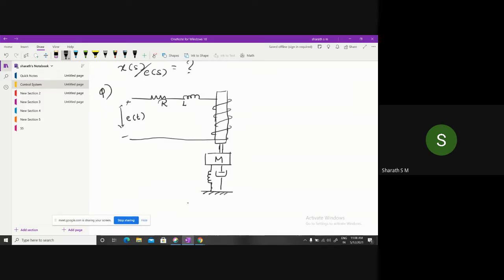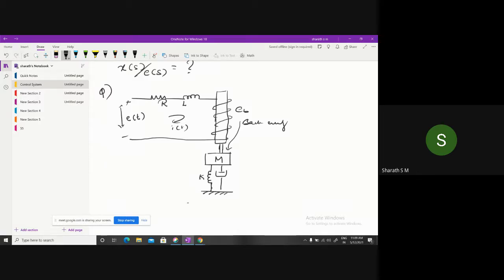According to this, here we have R and L, and for that we have a current I of t. Whatever current is generated in this particular coil, that itself is what we call the back EMF, which we denote as EB. That back EMF itself acts as a force to the mechanical system.